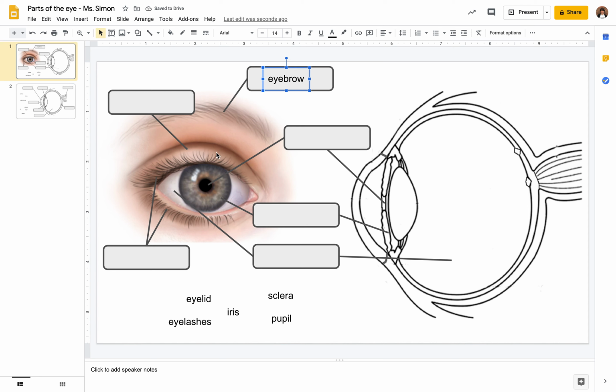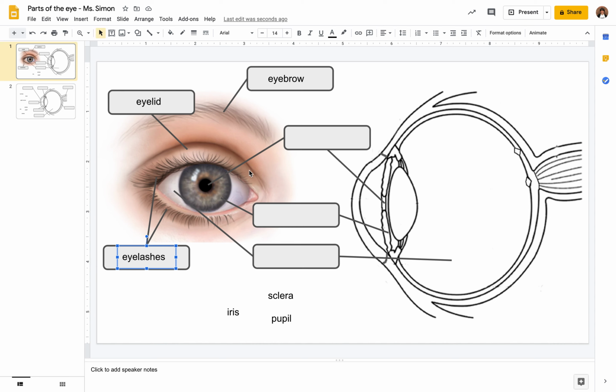And then the skin that is on the top and bottom of the eye that you can open and close to blink, that is your eyelid. And then the little tiny hairs that grow around the edge of your eyelid on the top and on the bottom, those are your eyelashes. And all three of those have a very similar job, just to keep things out of your eye, to keep your eye safe. The little hairs will collect dust and little bits of things that try to get in your eye, and your eyelid can close to protect your eye.